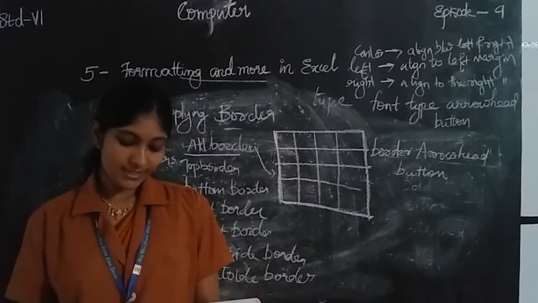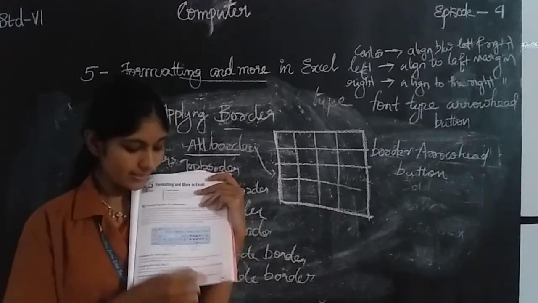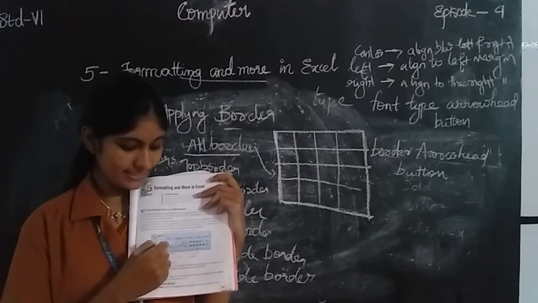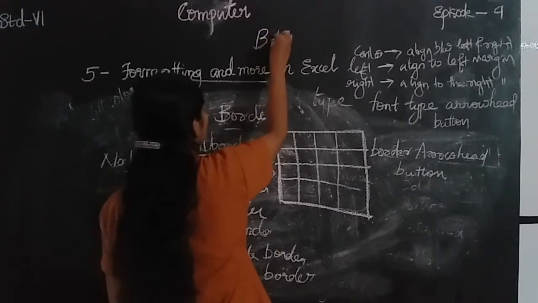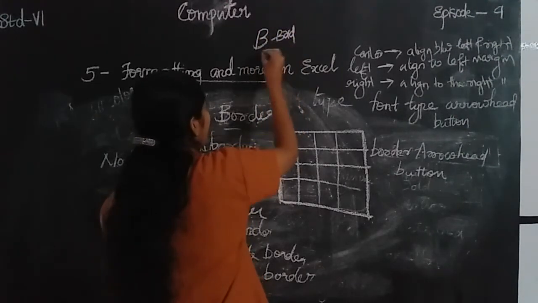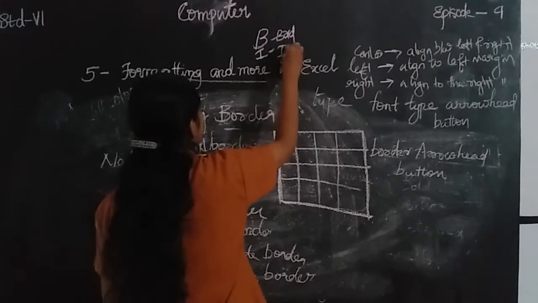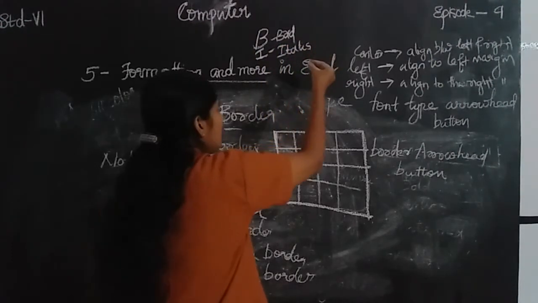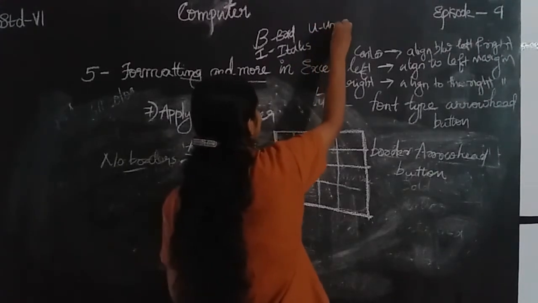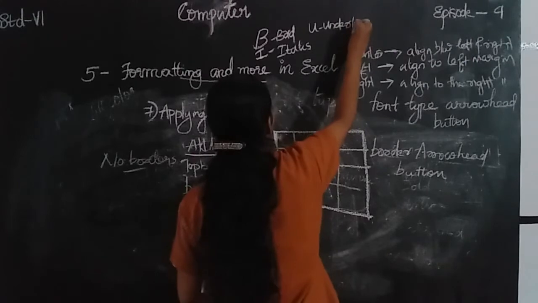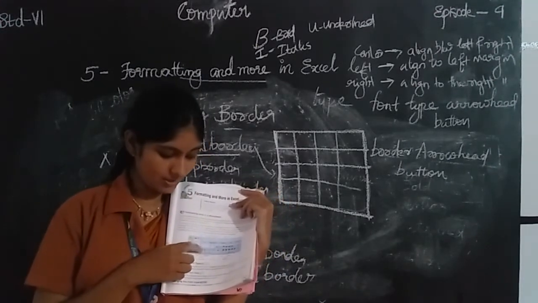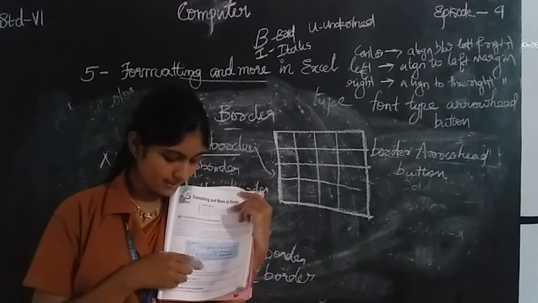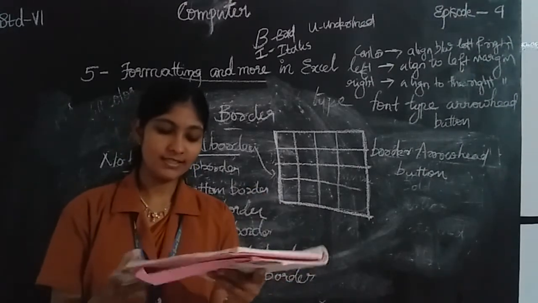Then next is font style. Font style means here there are three buttons: bold, italics, underline. Bold represents bold, I italics, and U underline. So these are the three font styles. So here B represents bold, I represents italic, and U represents underline. These are the font styles.